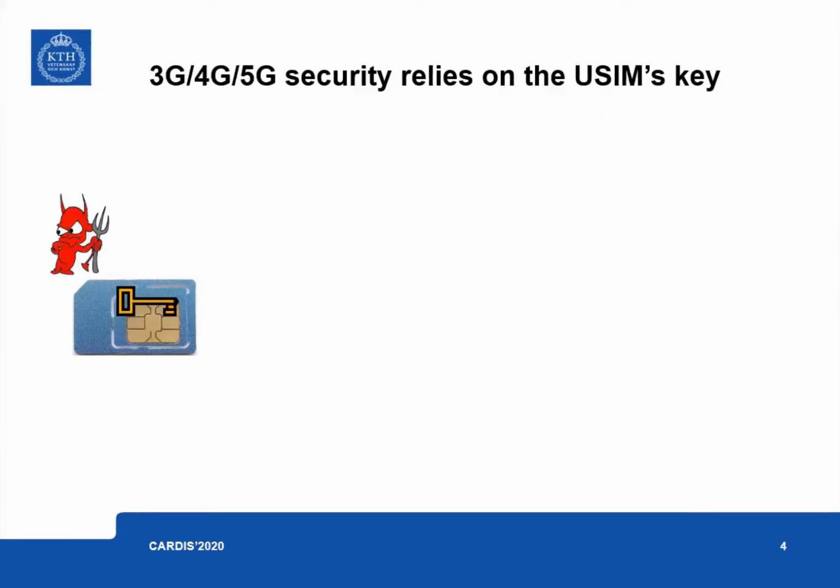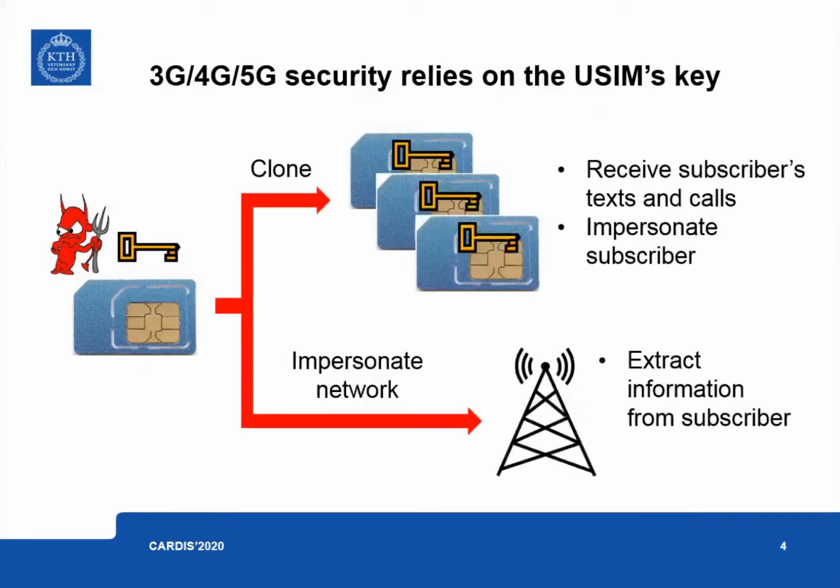3G, 4G, and 5G security relies on the USIM key. If this key is stolen, the attacker can clone the card and receive subscriber text and calls, or impersonate the subscriber. Alternatively, the attacker can impersonate the network and potentially extract important information from the subscriber.